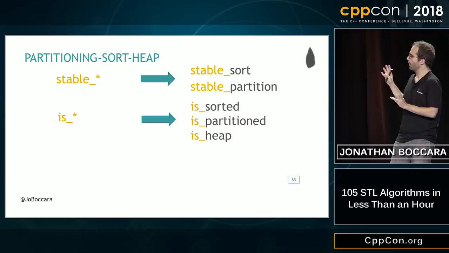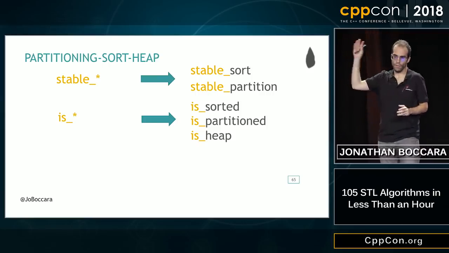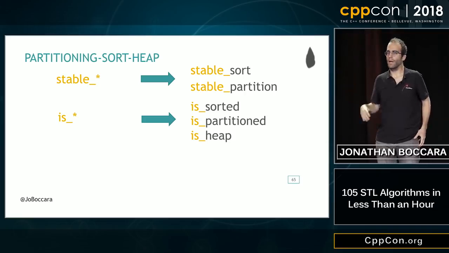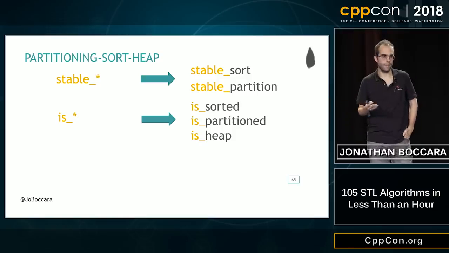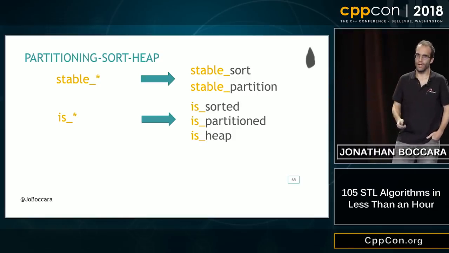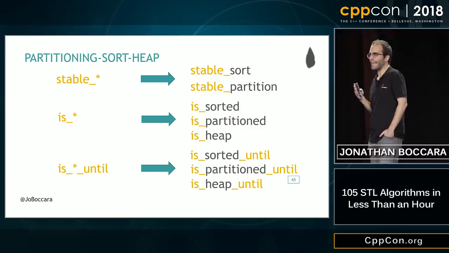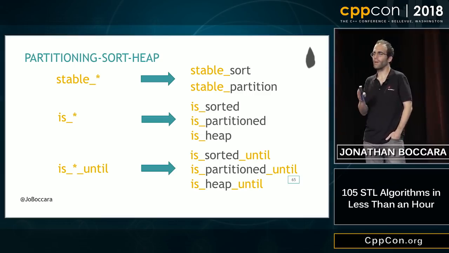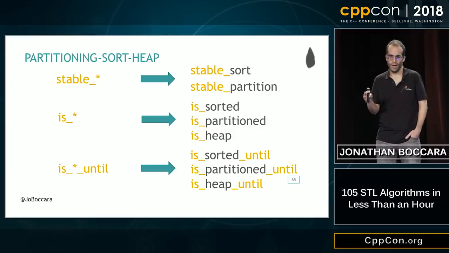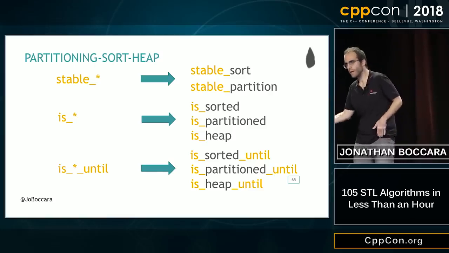The is rune checks for a predicate on the collection. We know what sort, partition, heap means, so is sorted, is partitioned, is heap returns a Boolean to indicate whether it's a sorted, a partition, or a heap that we're looking at. And is until returns an iterator that's the first position where that predicate doesn't hold anymore. Right? So for example, if we have a sorted collection and we call is sorted until, we'll get the end of that collection.